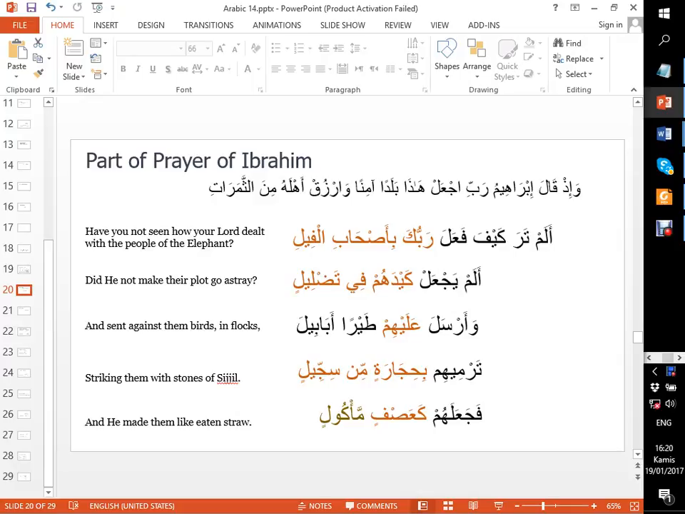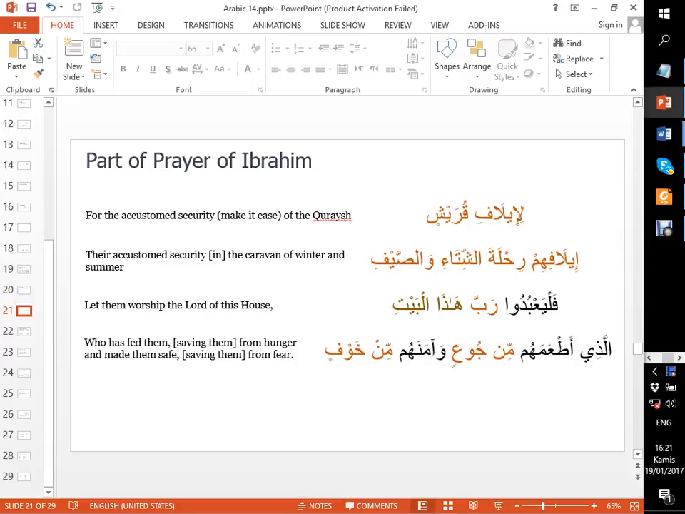Kayd is a plot or scheme. Their scheme to destroy the Ka'bah was obliterated by Allah's plan. Okay, and this part of the prayer I mentioned before is about the security, the safety of Makkah. And the second surah after Surah Al-Fil is Surah what? Quraish, yes. So this is also part of the prayer of Ibrahim alayhi salam.